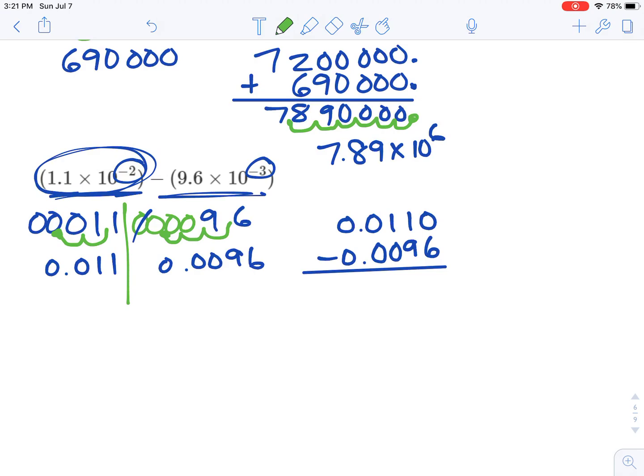We can't do 0 minus 6, so let's borrow. 10 minus 6 is 4. 0 minus 9 we can't do, so let's borrow again. And we get that. And then 0, 0, decimal 0. There's our answer. Let's make it back into scientific.